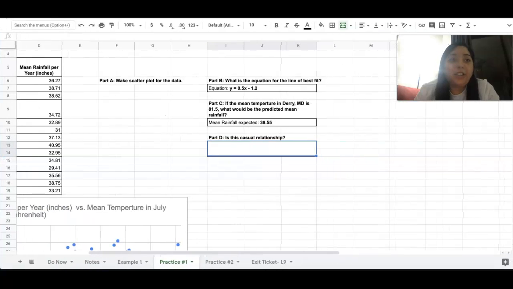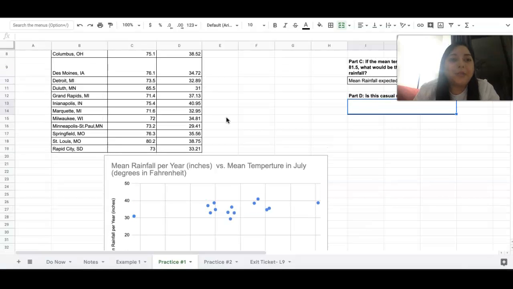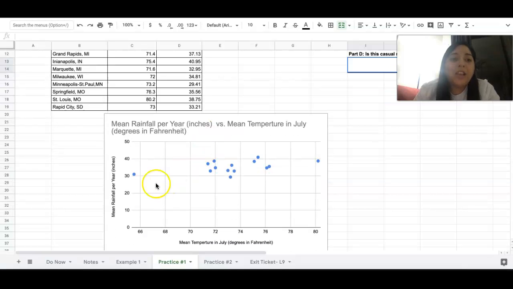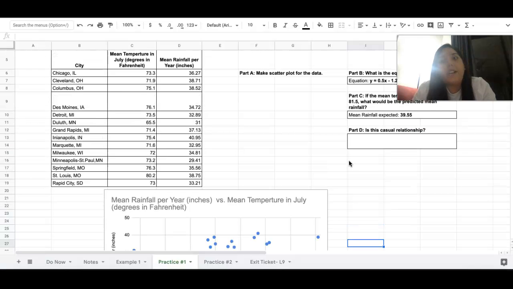Then I want you to think here. Looking at the graph, looking at the data, is this a causal relationship? Does the temperature affect the rainfall? It possibly could. Think about it here in Houston. In the summertime, especially in the August and September months, that's hurricane season, and that's because there's more moisture in the air. When it gets hot and humid here, there's going to be more moisture in the air, and we're most likely to have that rain. So it is a causal relationship.